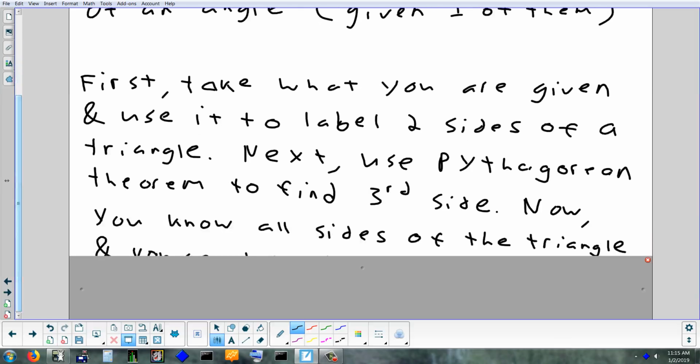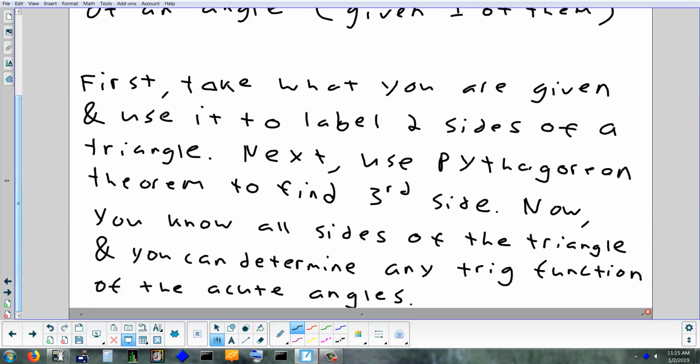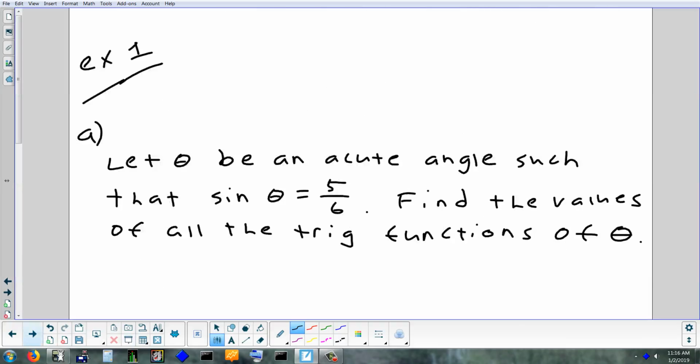Okay, so the key is getting that 3rd side. Once you know the 3rd side, then you can figure out anything you want. So if you need to write that, you can, but you probably know most of that. Okay, so once you know all the sides of the triangle, you can determine anything that you need to. Okay, any questions on that idea? Let's try this one.